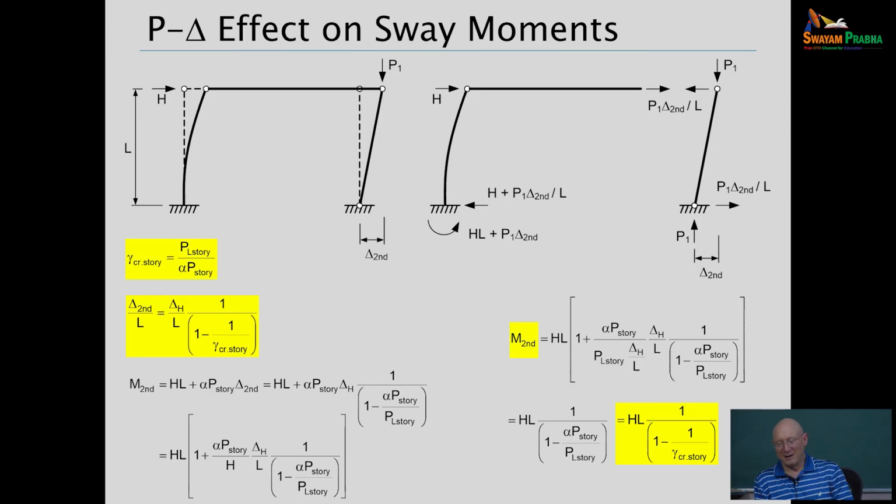Okay. Right. And then it is typical practice to say, oh, I've got a first order moment. What's the second order moment? Well, first order times an amplifier. I see. But you're absolutely right. That's the HL plus P1 times delta second. That's the fundamental thing that's happening. It's equilibrium in the deflected geometry. Yeah. Thank you. Good.